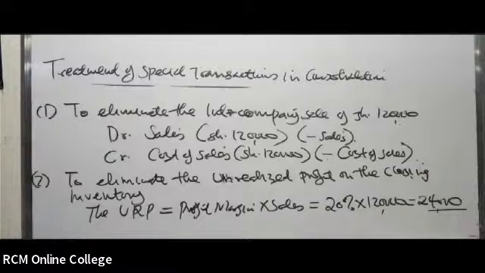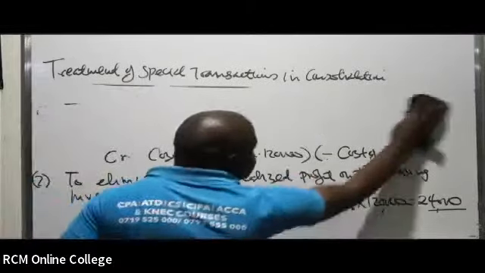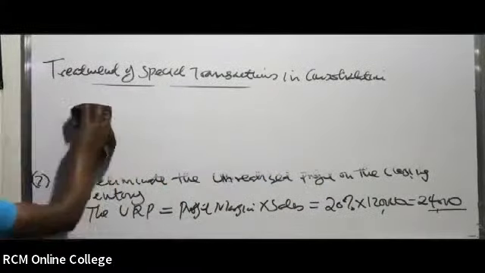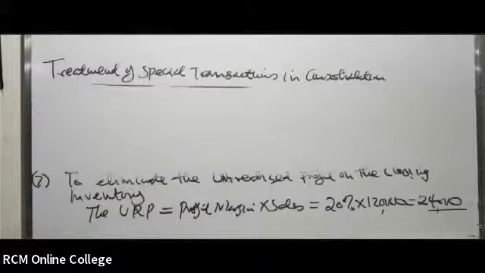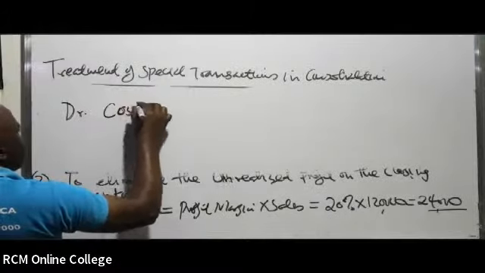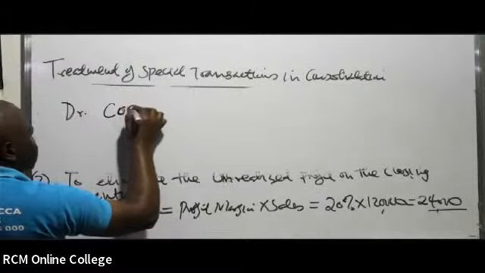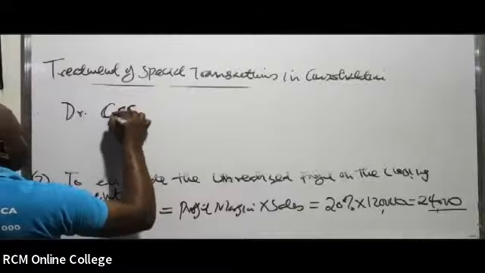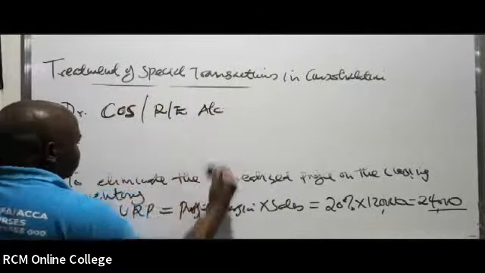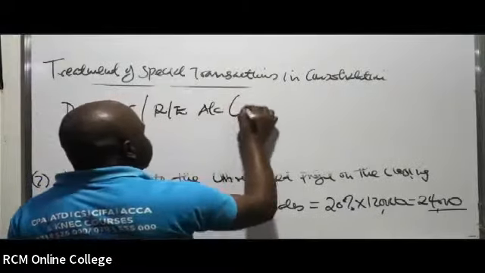In this case, you debit the cost of sales or the retained earnings. I don't know whether you'll be able to see there, so let me wrap here so that you can see. You debit the cost of sales, which you will get used to calling the COS, or the retained earnings account, with shillings 24,000.